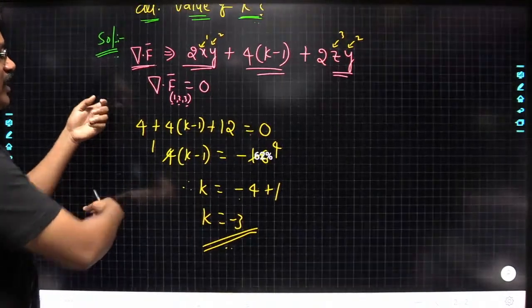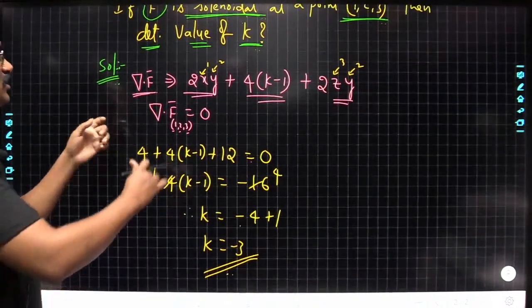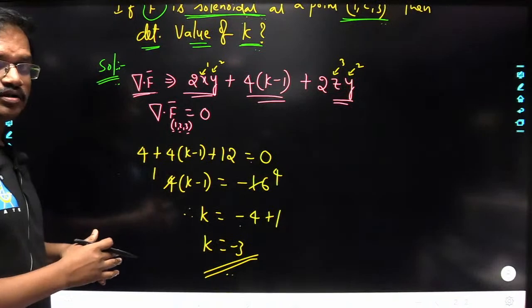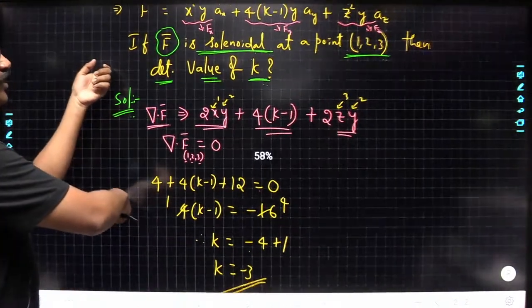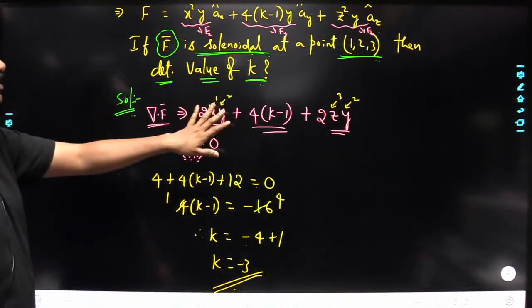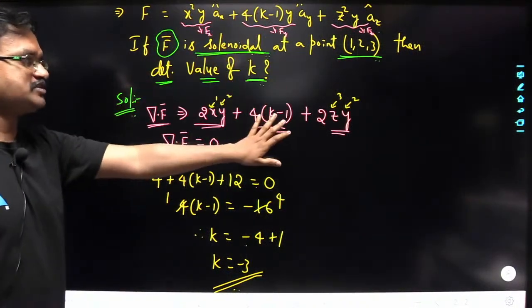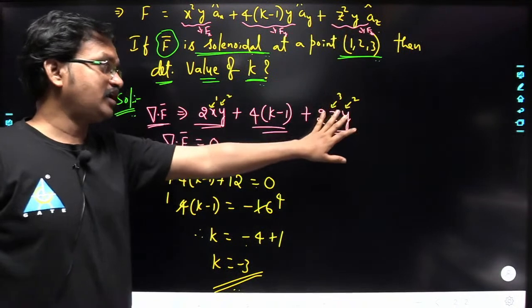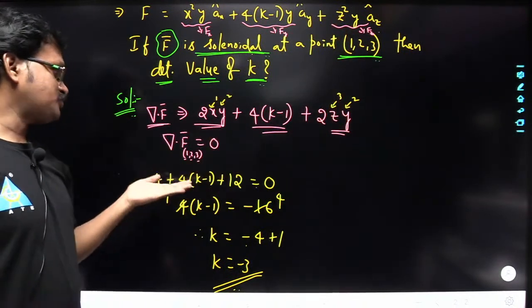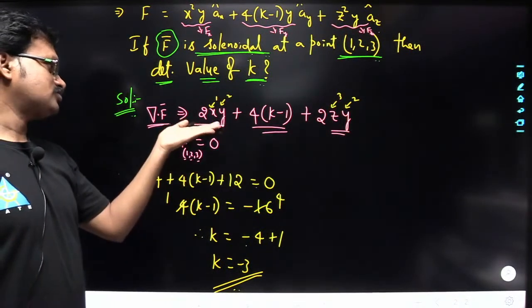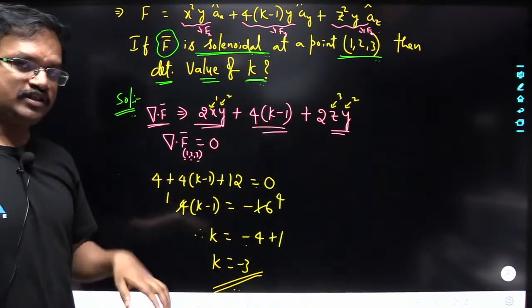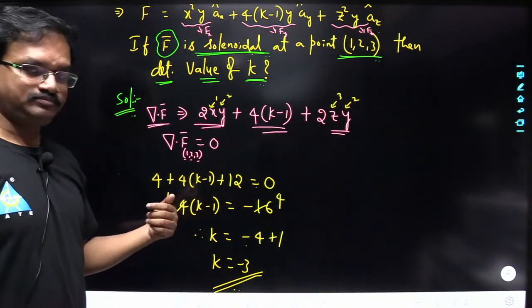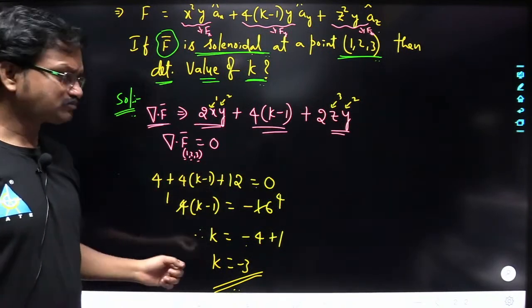So don't write every time, don't expand this divergence operation and all. You have to calculate everything in your mind here. You know that, take the x component and differentiate with respect to x, take the y component and differentiate with respect to y, take the z component and differentiate with respect to z, and substitute the values of x, y and z and equate it to 0. In this manner you have to solve the problem very fast here. Okay.